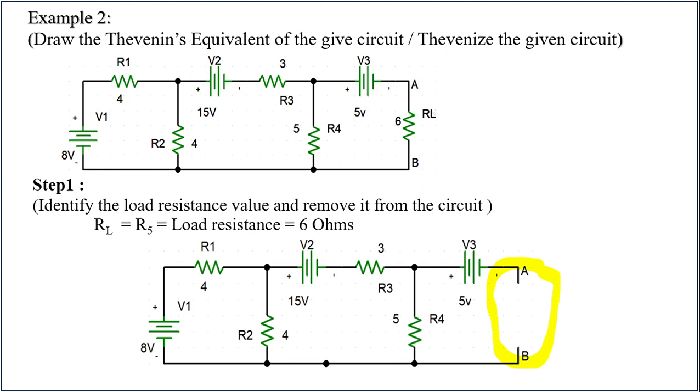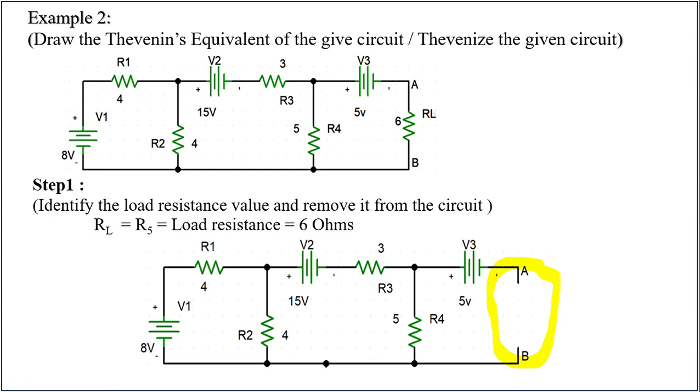In this particular video, we're going to see the Thevenin's theorem process with example 2. So this is the circuit diagram given to us. In that, RL value is 6 ohms, the load resistance value is 6 ohms, and if you observe the circuit carefully, it is having different resistors and voltage sources connected in different manner. So let us start applying Thevenin's theorem on this.